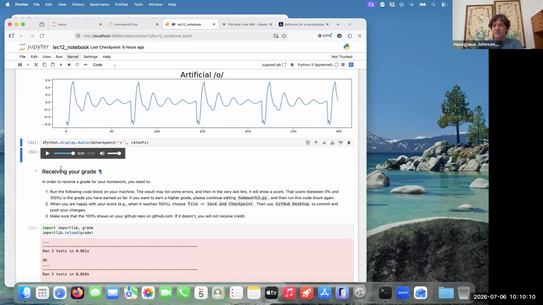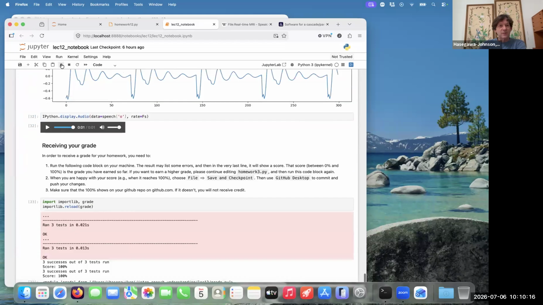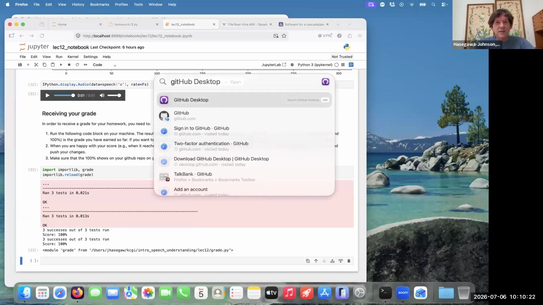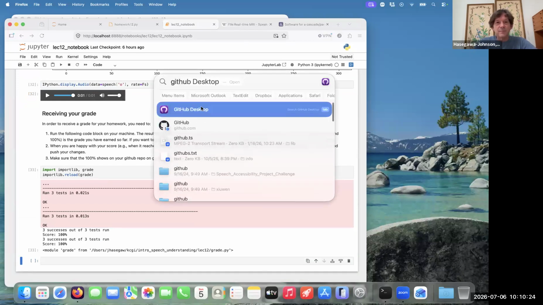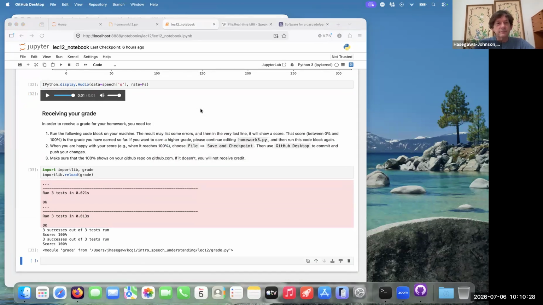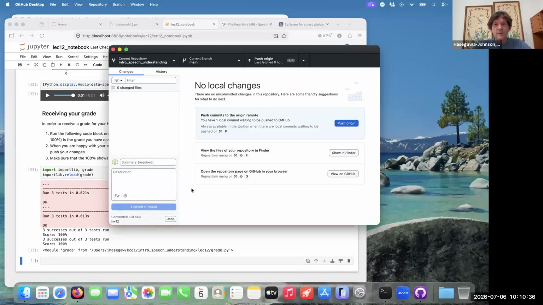All right, so we've managed to synthesize all 5 vowels. Let's just check to make sure that the grading code agrees that we've done those correctly, and it does. It says score 100%. All right, very good. Well then, let me go ahead and check it into GitHub. All right, homework 12. Let's push it to the origin.